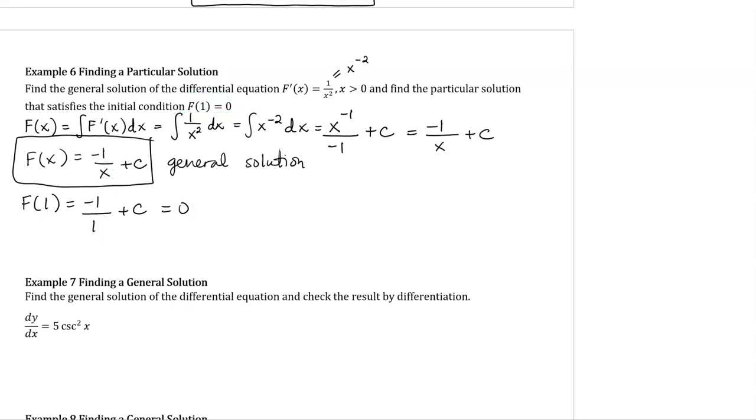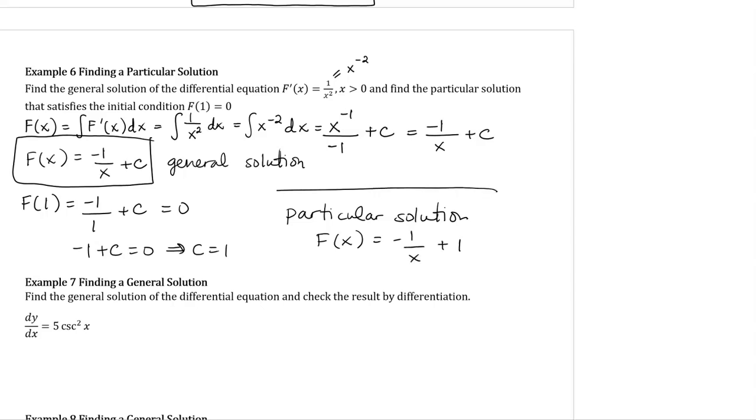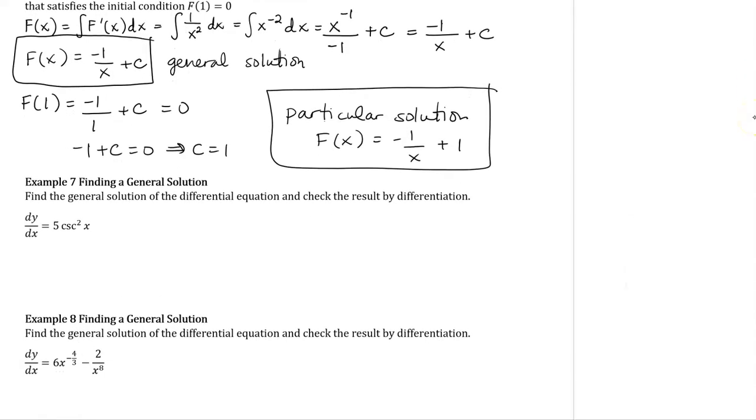So let's solve for c. This says that negative 1 plus c is equal to 0, which implies that c is equal to a capital 1. So our particular solution no longer has this arbitrary constant of integration c. It is the function capital F of x is equal to negative 1 over x, where the c is particularly a positive 1.